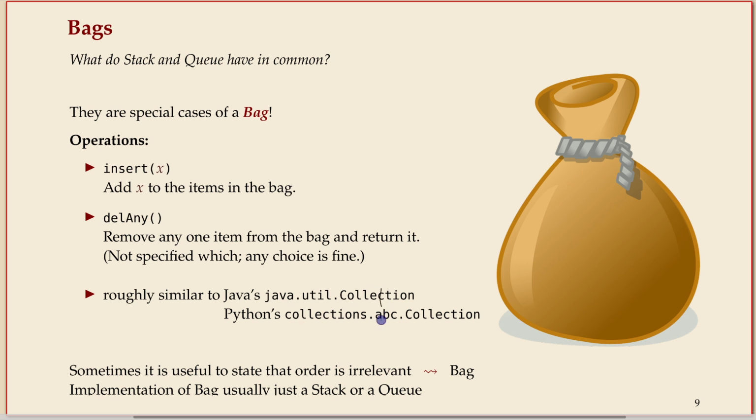This also exists under the name collection in standard libraries. Usually, there's not really a way to implement bags in a more efficient way than stacks or queues, but it can be useful for you as a programmer to express that what you need is just a bag. You don't care at all about the order of removal of the elements.